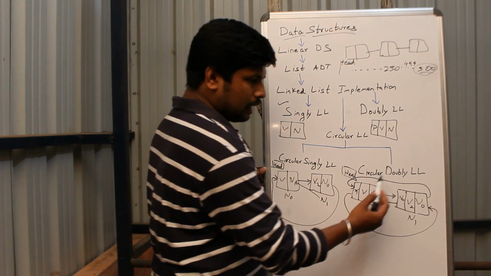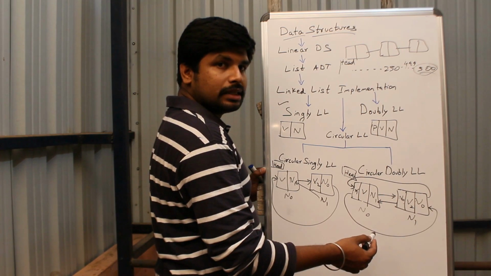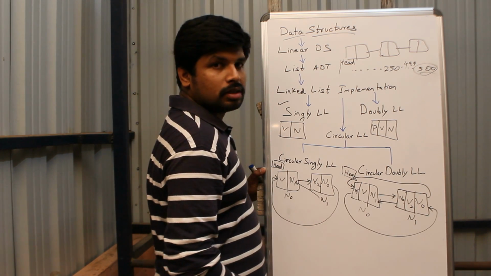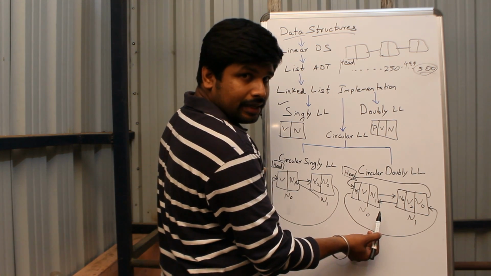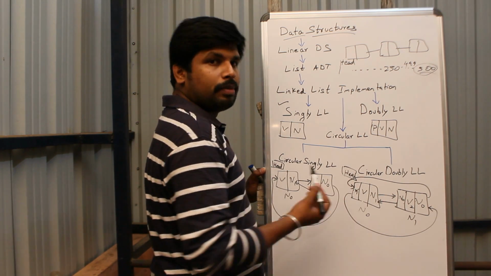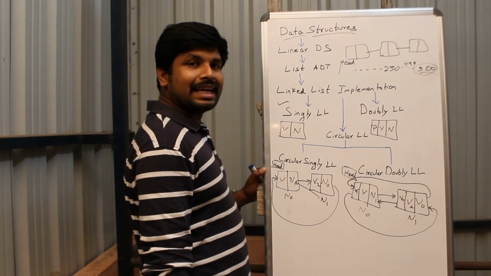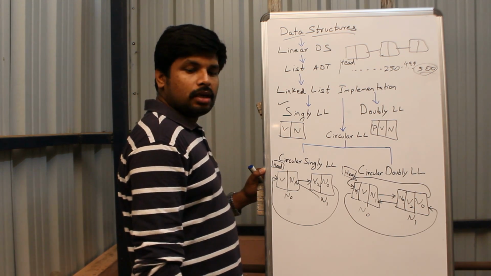Okay, so a circular doubly linked list is nothing but a circular formation of a doubly linked list, where each node consists of three different segments: the middle segment has a value, the next segment has the next node's address, and the first segment has the address of the previous element. So this is the overall view of linked list implementation.